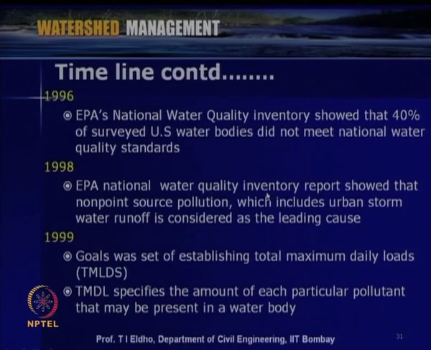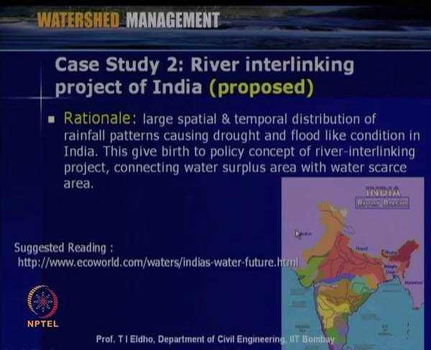In 1998, the EPA National Water Quality Inventory Report was formulated. Then in 1999, the goal was establishing total maximum daily loads, TMDLs. This TMDL specifies the amount of each particular pollutant that may be present in a water body.